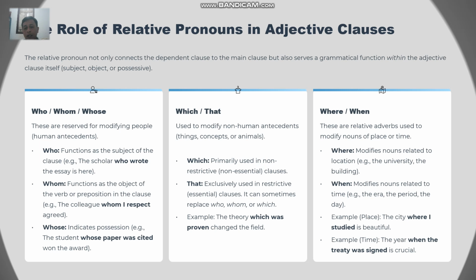Where or when. These are relative adverbs used to modify nouns of place or time. Where modifies nouns related to location, for example, the university, the building, or the school. When modifies nouns related to time, for example, the year, the period, the day, the month, etc. For example, for place: the city where I studied is beautiful. And the example for time is: the year when the treaty was signed is crucial.